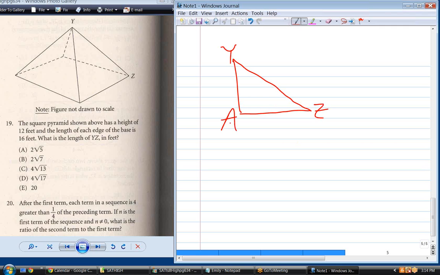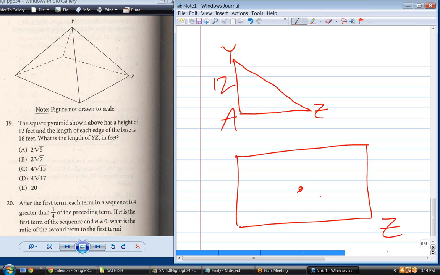Let's call that point A. What do I know about YA? It's 12. Question is, what is AZ? If I look at the base of this thing, that's AZ, right? Yeah. And this is 16. So what is AZ? AZ is going to be half.